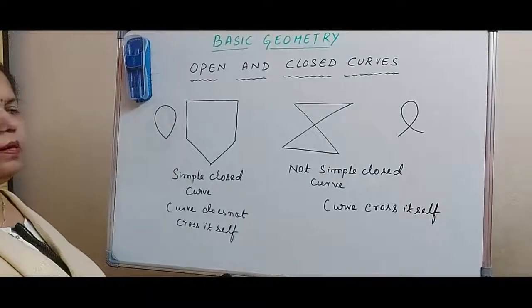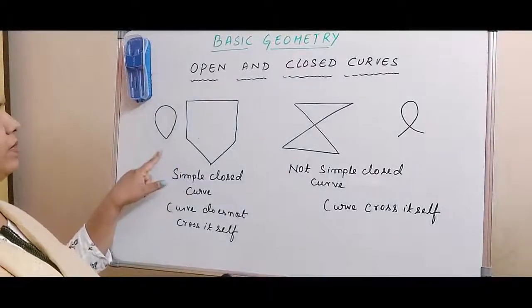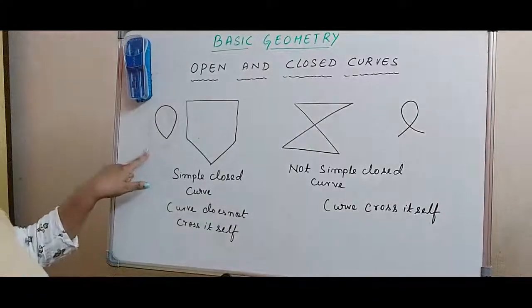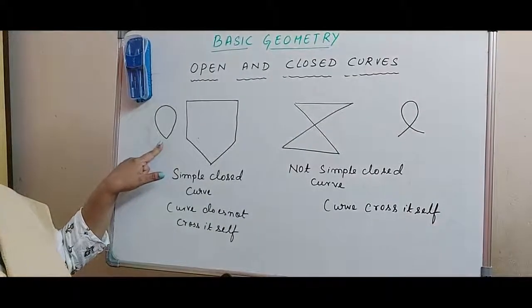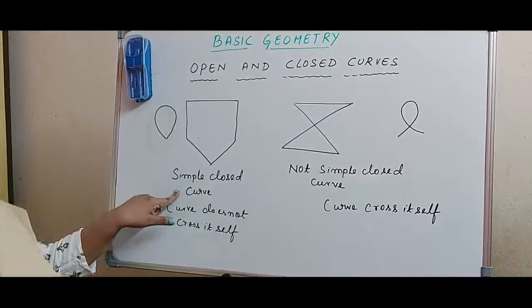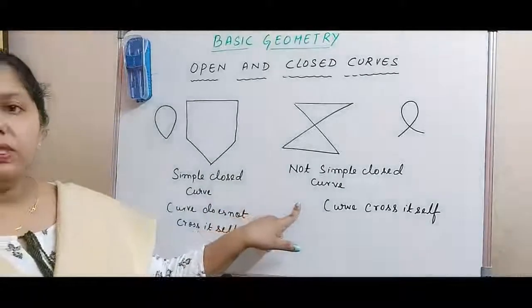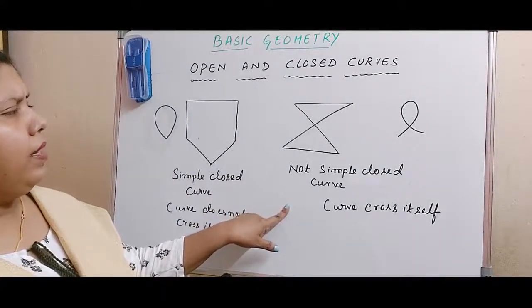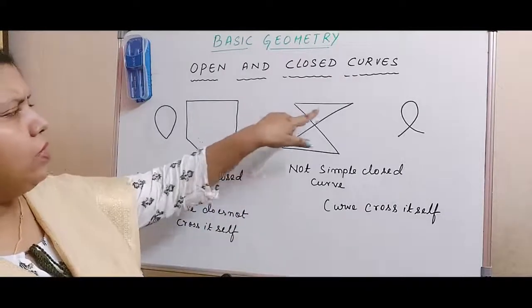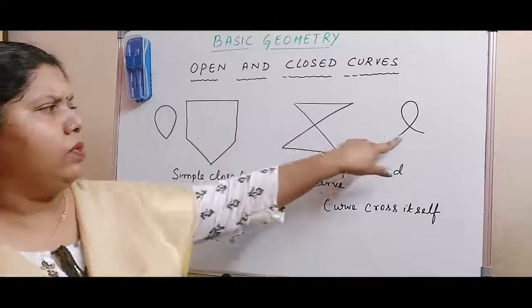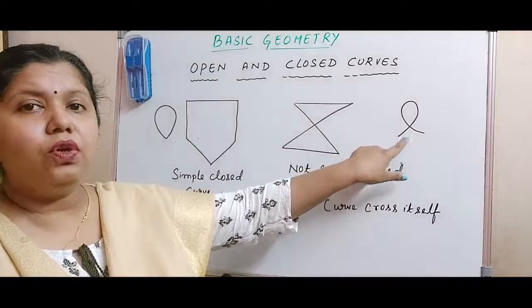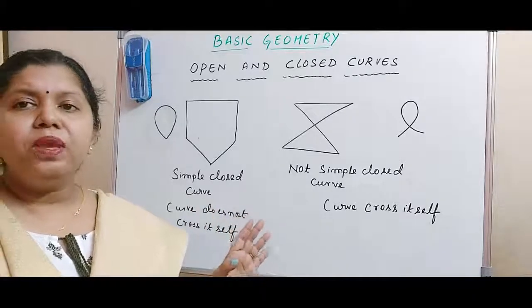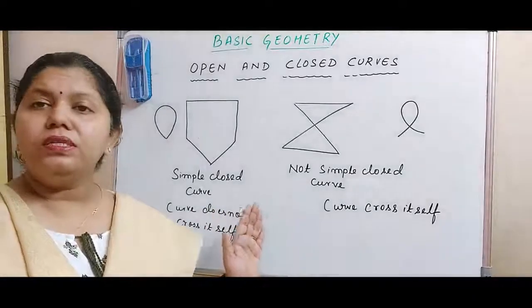Now look at the diagrams over here. Look at the first two diagrams. In these two diagrams, the curves do not cross themselves. Only the end points meet. So they are called simple closed curves. But in the next diagrams, you can see these are also closed curves, but they cross themselves. And in this figure also the curve is crossing itself. So this type of curves are called not simple closed curves.